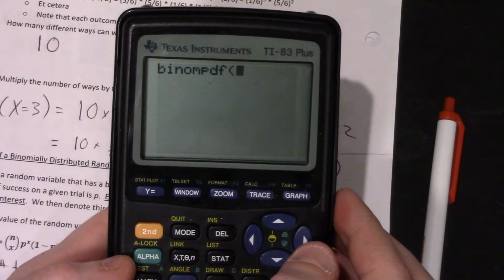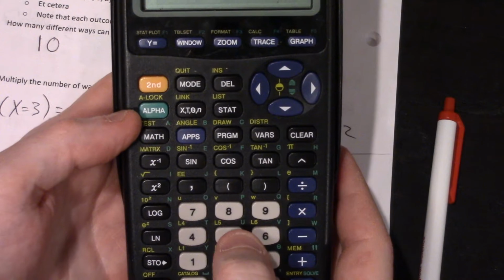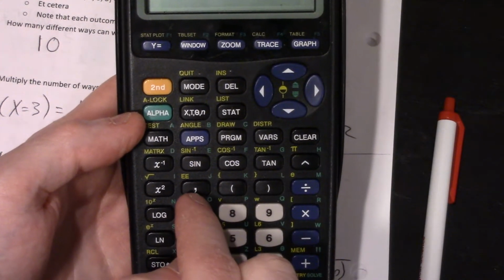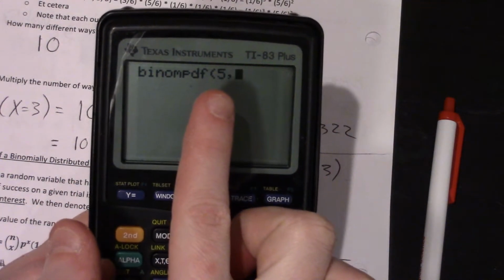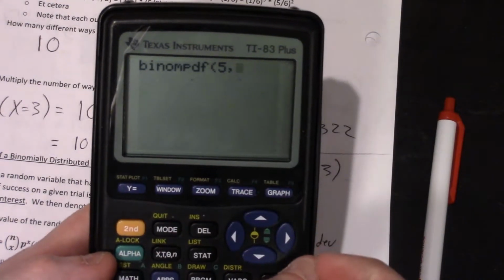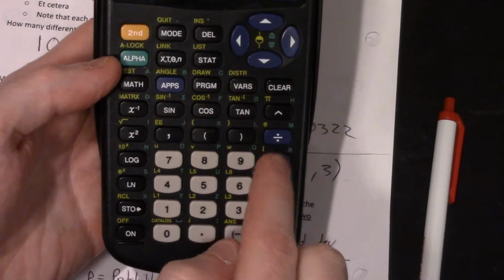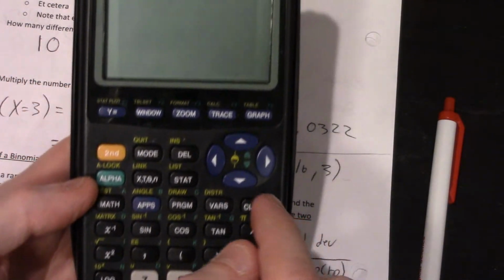So now we just enter the pieces. So first we enter n. We had 5 trials. And now we have to separate all these inputs with the comma, which is above number 7. So we put in n, 5, comma. Now we put in p, the probability of success, which in this case is 1/6. So we can do 1 divided by 6, comma.